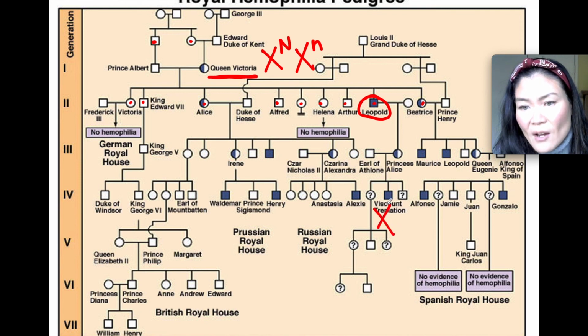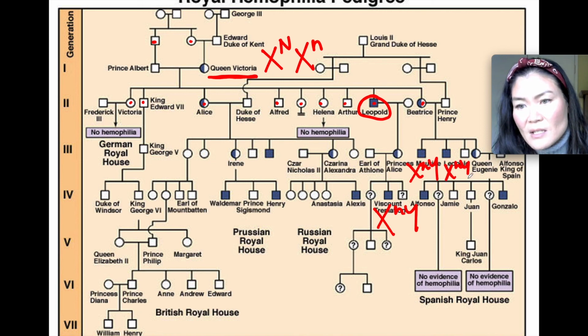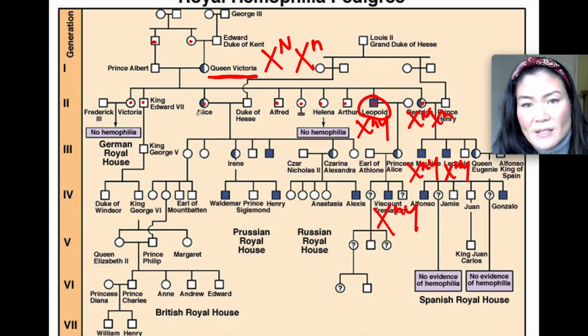So Viscount, whatever his name is, was X little n Y. Maurice was X little n Y. Leopold here was X little n Y. Beatrice was X big N, X little n. Leopold was X little n Y. Alice was X big N, X little n.